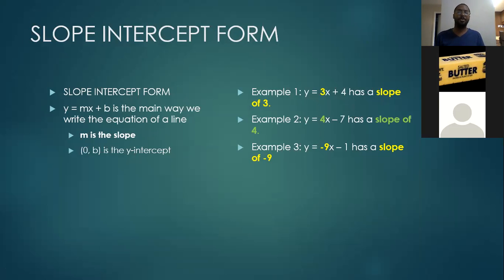Now let's look at something called slope-intercept form. We're going to come back to slope-intercept form later, but right now we're going to look at it. Slope-intercept form has the form y equals mx plus b. So if someone asks, what is slope-intercept form? You don't say y minus y1 equals m times x minus x1. You say y equals mx plus b. Slope-intercept form is y equals mx plus b.